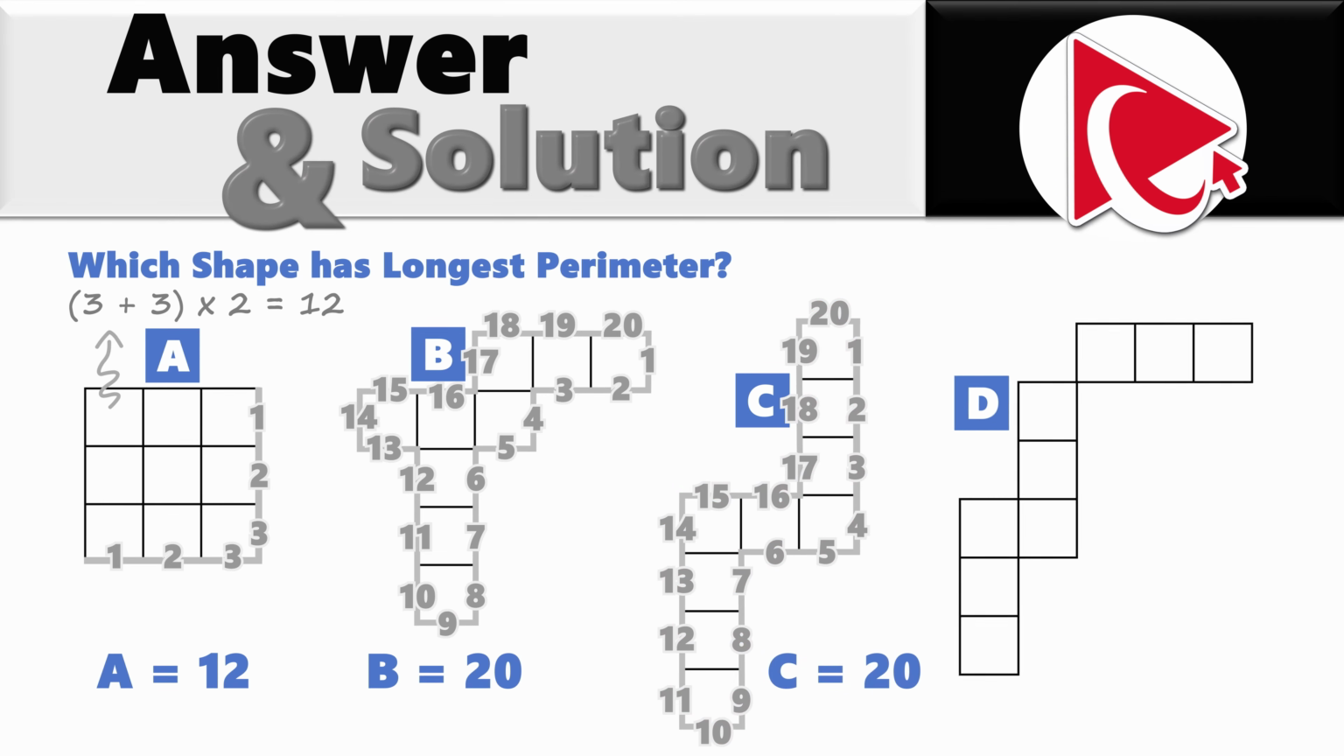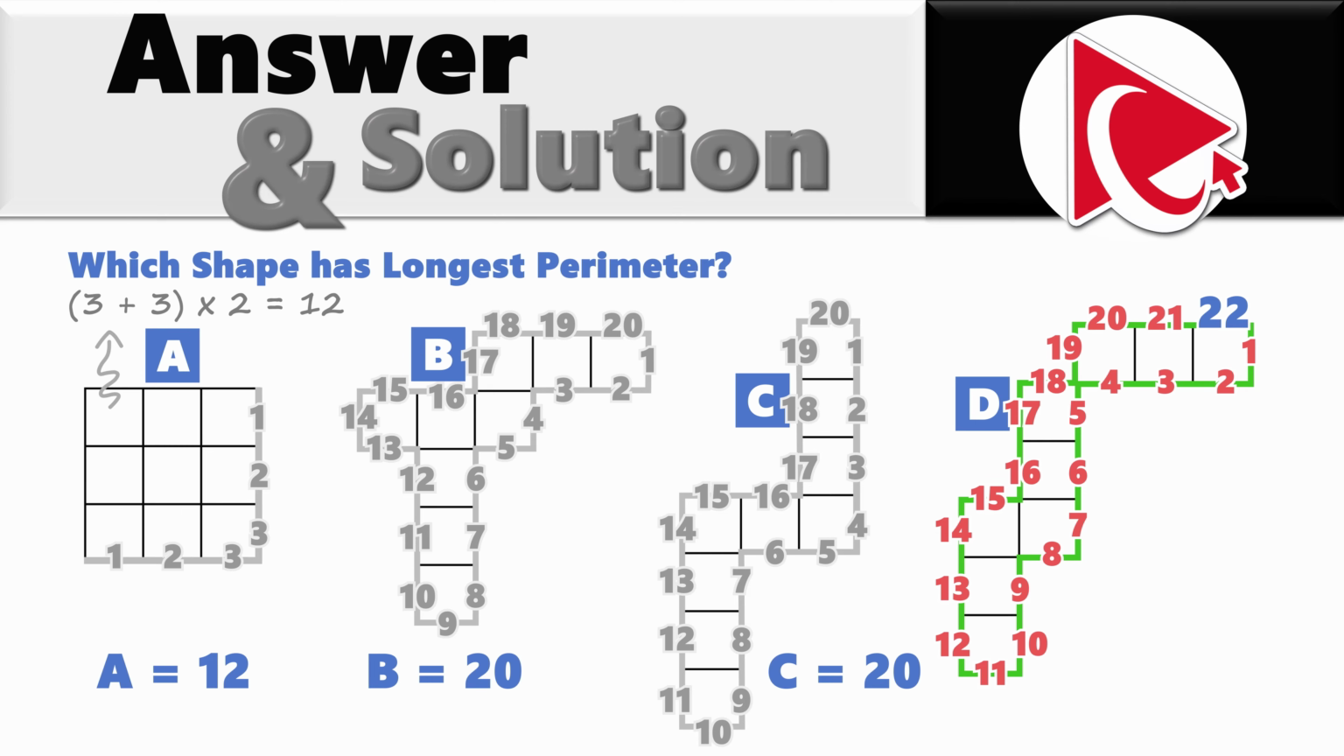But shape D is different. Let's do the math. 1, 2, 3, 4, 5, 6, 7, 8, 9, 10, 11, 12, 13, 14, 15, 16, 17, 18, 19, 20, 21, and 22. Which means that shape D's perimeter is the longest with 22 units. So the correct answer here is choice D.